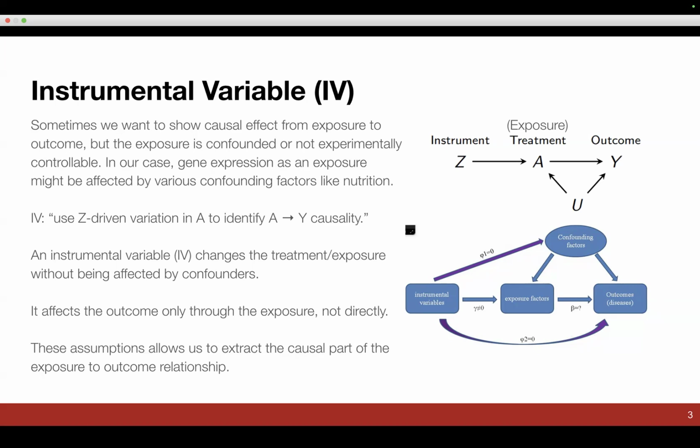There are some assumptions that need to be made for this instrumental variable. For example, it changes the treatment or exposure without being affected by confounders, so U is not pointing towards Z. And it affects the outcome only through the exposure, not directly, so there's no direct arrow from Z to Y in this graph. This assumption allows us to extract the causal part of the exposure to outcome relationship.